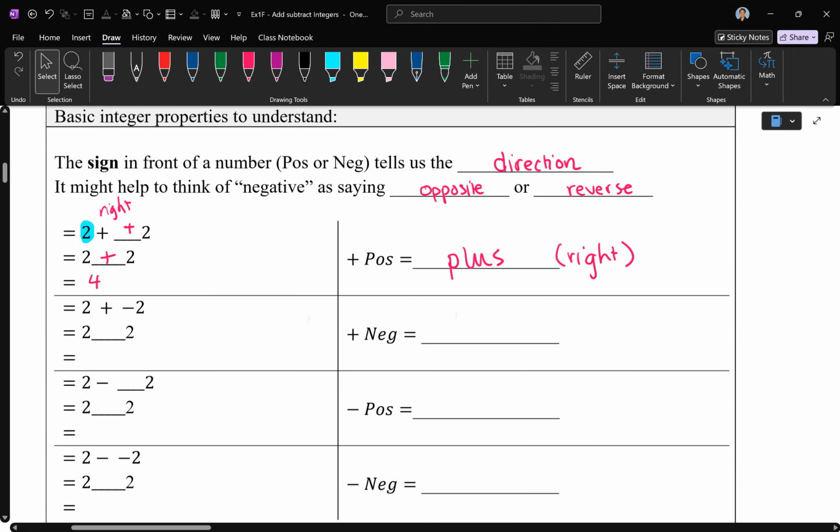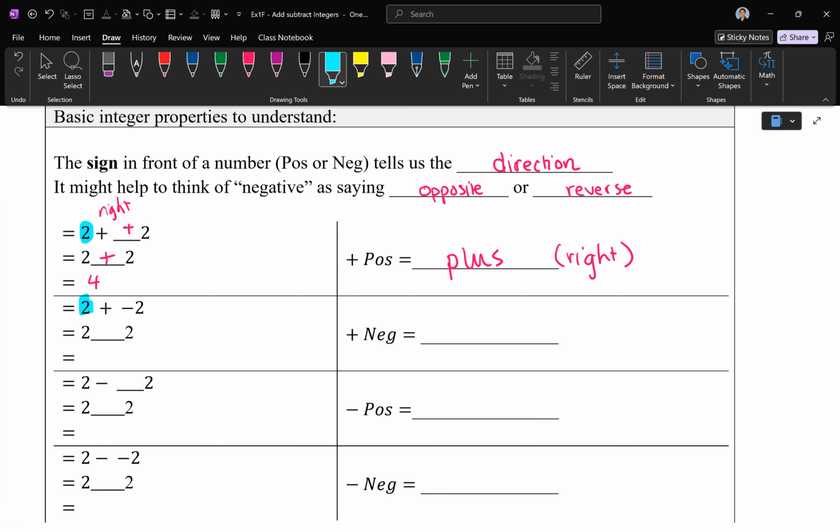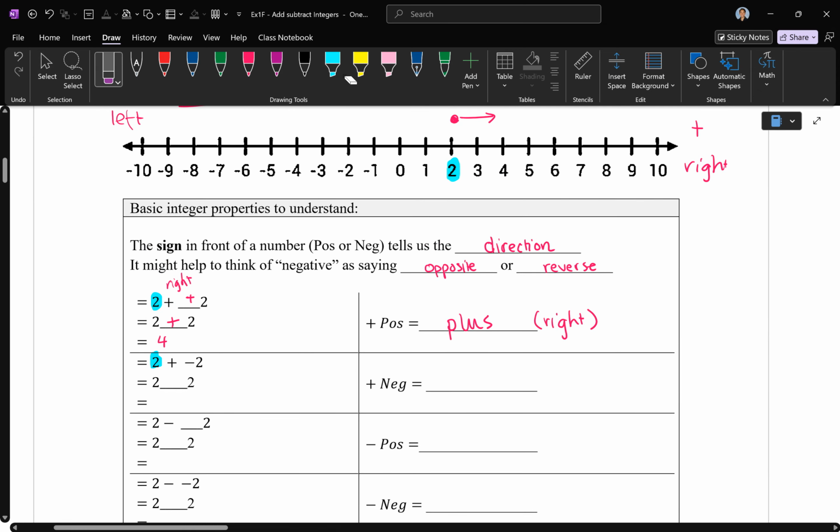Let's work with a negative now. Same thing, I'm going to start with the number 2 again. So we're starting off with the number 2. So I'm still in the same thing. So number 2 is up here again. So I'm going to draw a dot. Here's number 2.